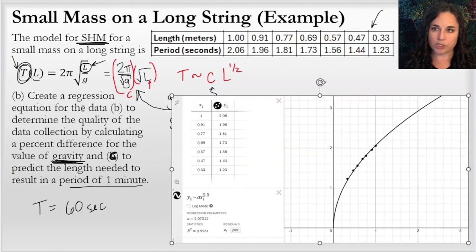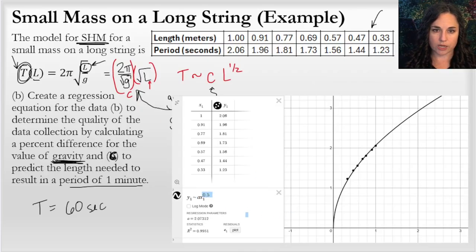And we can see the equation here. I forced it to have an exponent of 1/2. Do you all see that? When it calculated this value, it gives me the function, and I'm going to write it in proper notation. The period as a function of L is going to be 2.07312 times the square root of L, exactly.